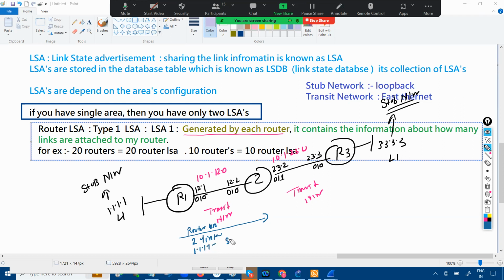That's called a stub network. And 12.1, which is called a transit network. And of course, this will be the BDR. He will also mention that this will be the BDR over there. Why the BDR? Of course, the DR will be this guy, right?